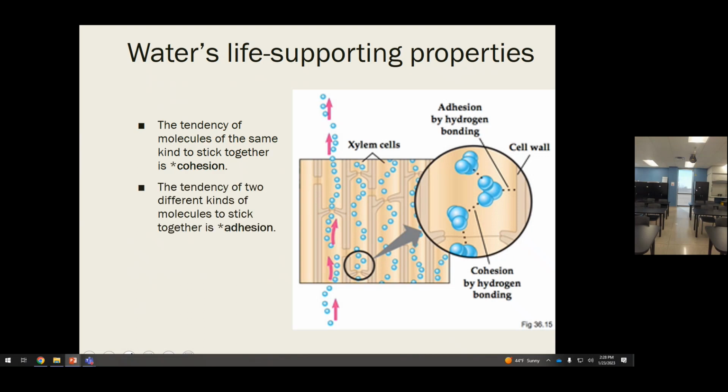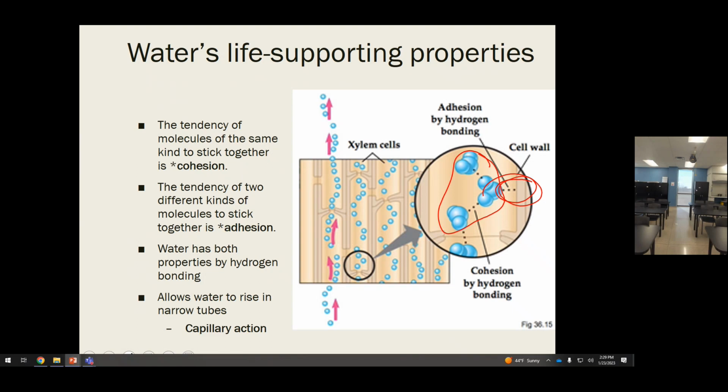Let's talk about cohesion and adhesion. Cohesion is the tendency of molecules of the same kind to stick together. So right here, we've got water molecules sticking together. That's called cohesion. Then we have the tendency of water molecules to stick to things other than themselves, like this. The water is attached to the cell wall. That's called adhesion. Both of these are possible because water is polar and creates hydrogen bonds.